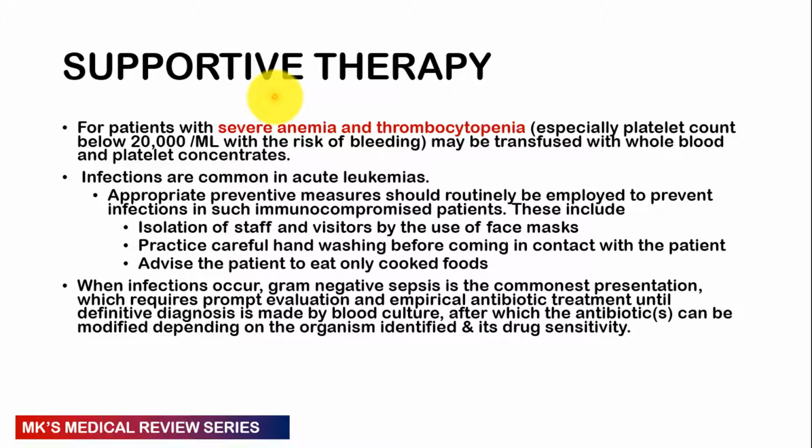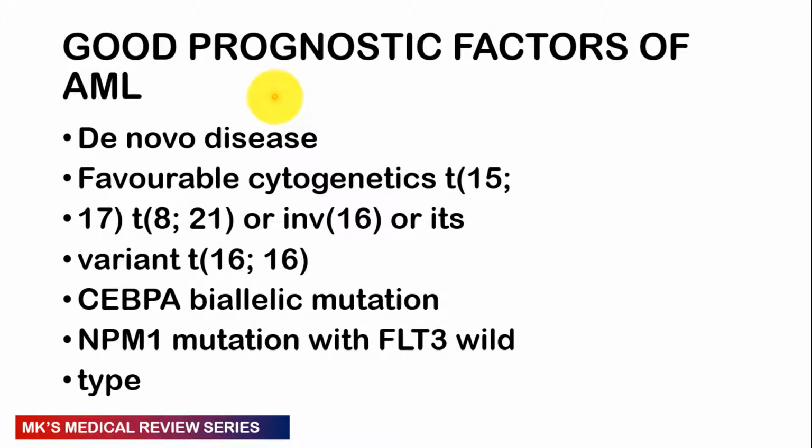You treat the anemia, you treat the thrombocytopenias, you treat the infections as appropriate. Some good prognostic factors include de novo disease, a favorable cytogenetic abnormality such as a translocation from chromosome 15 to 17 or chromosome 8 to 21. And then you may also get these other mutations that have been noted.